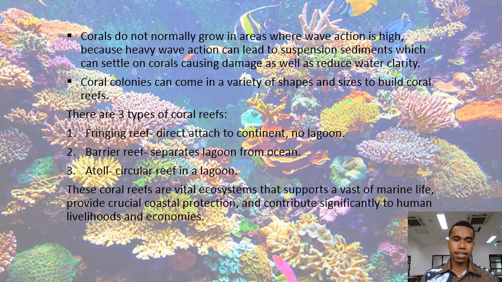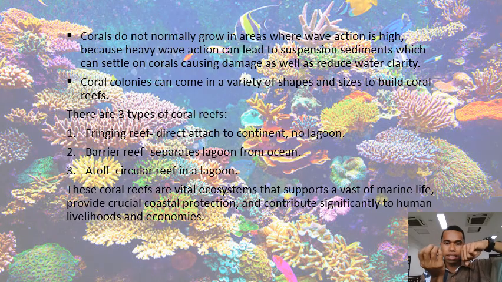Coral colonies can come in a variety of shapes and sizes to build coral reefs. There are three types of coral reefs. The first is the fringing reef, and it is directly attached to the continent. So this is the island, and this is the coral reef, the fringing reef. And the second one is the barrier reef. It separates the lagoon from the ocean. So this is the lagoon, this is the sea, and the corals are on the other side. So it also acts as a wave breaker.